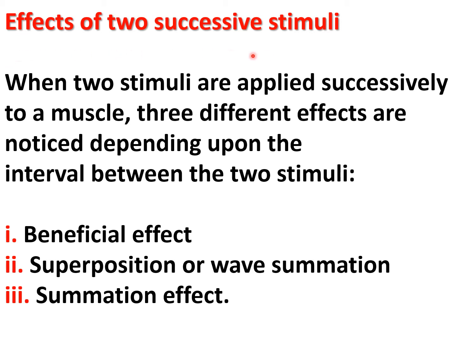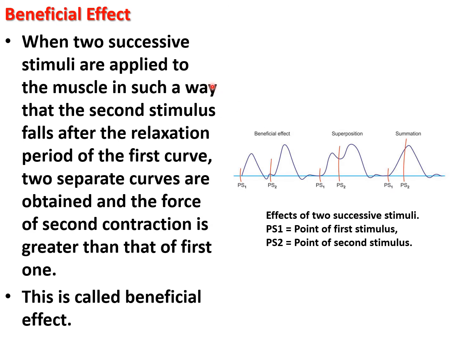So, effect of two successive stimuli. When two stimuli are applied successively to a muscle, 3 different effects are noticed depending upon the interval between the two stimuli. First is beneficial effect, then wave summation, then summation effect. So first of all, what is the beneficial effect? This is the graph of beneficial effect.